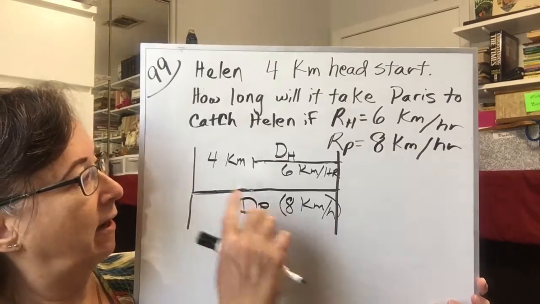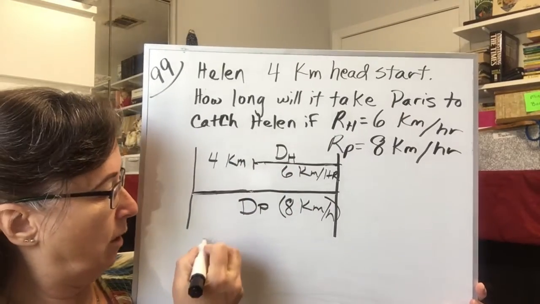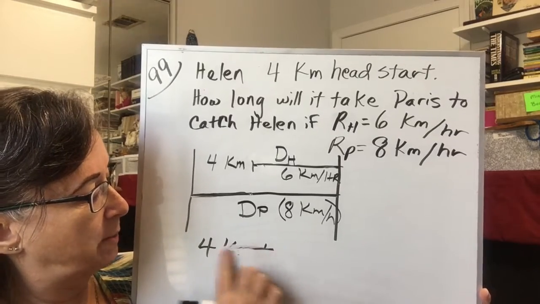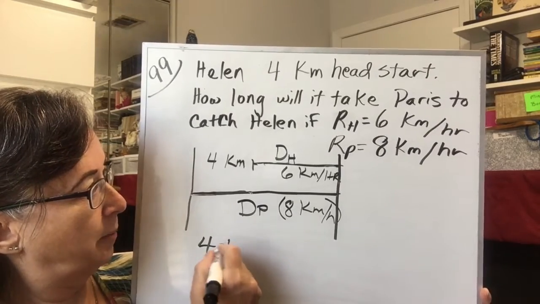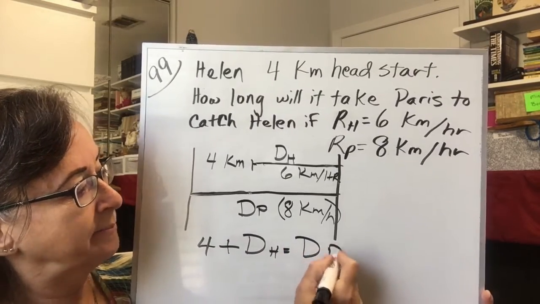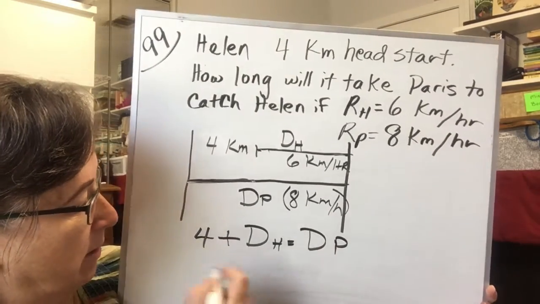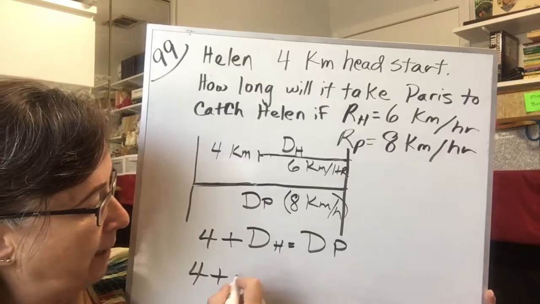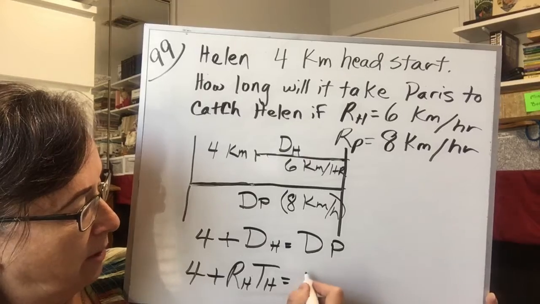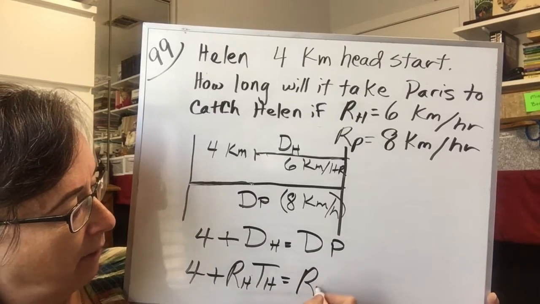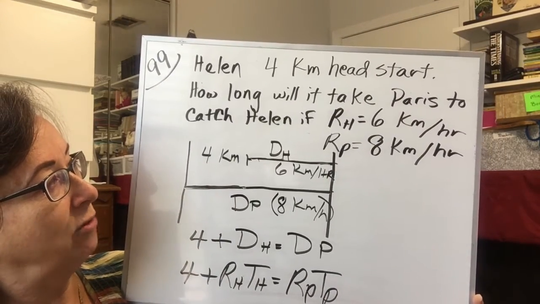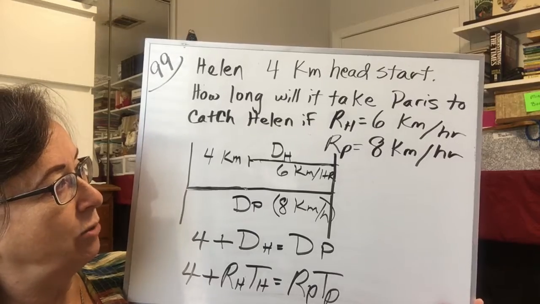So we, again, are going to start with our basic distance equation. We have 4 kilometers plus, and we really don't need kilometers because everything's in kilometers. 4 plus distance Helen equals distance Paris. Now we're going to put in our rate times time. So distance is rate times time. So rate Helen time Helen equals rate Paris time Paris. Now it says, how long will it take Paris to catch Helen?